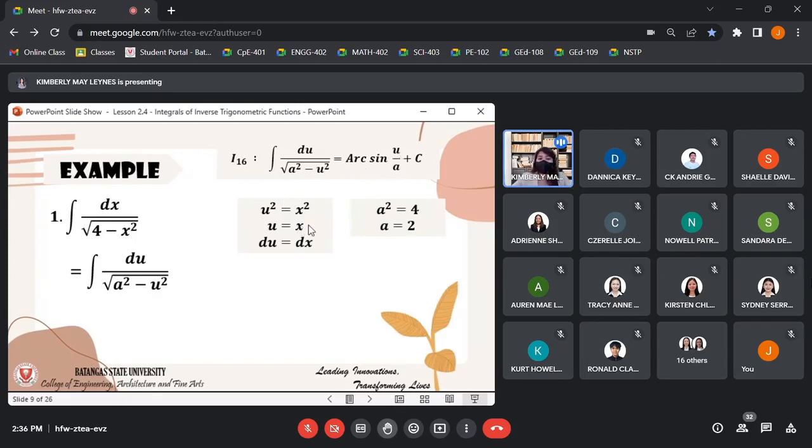So, applicable naman siya directly na magiging answer ay arc sine of u over a, which is ang u natin ay x, ang a natin ay 2, magkakaroon tayo ng arc sine of x over 2 plus c. So, ito ngayon yung ating formula or yung answer natin for example number 1.